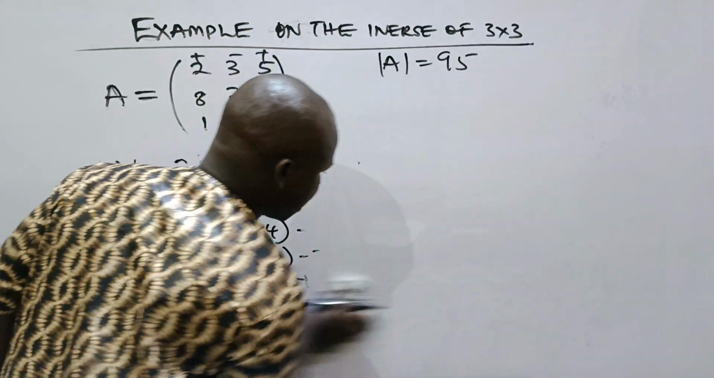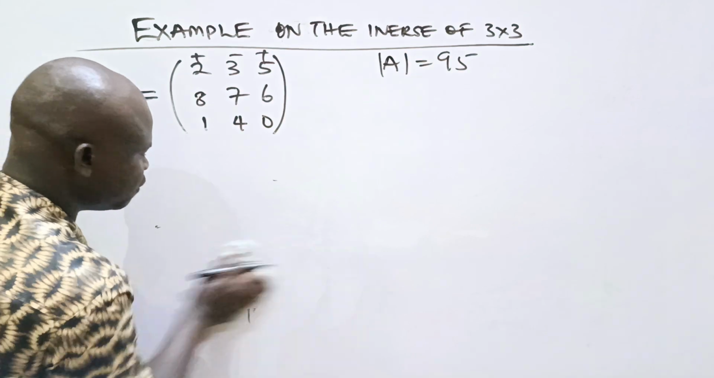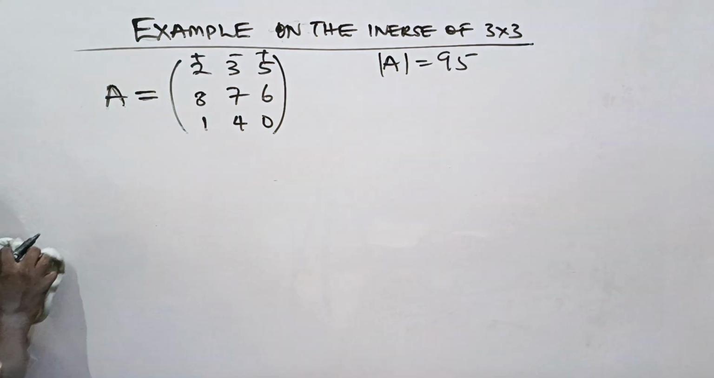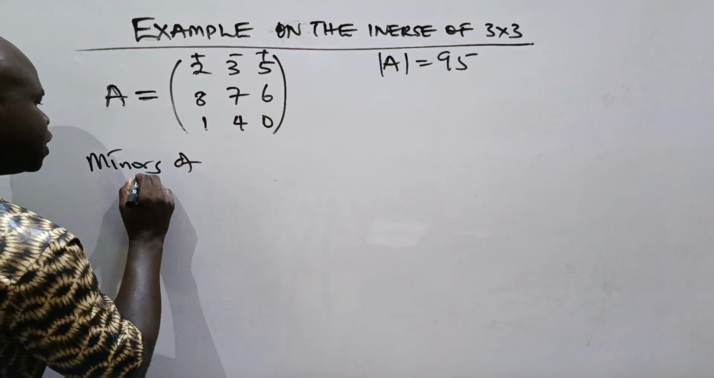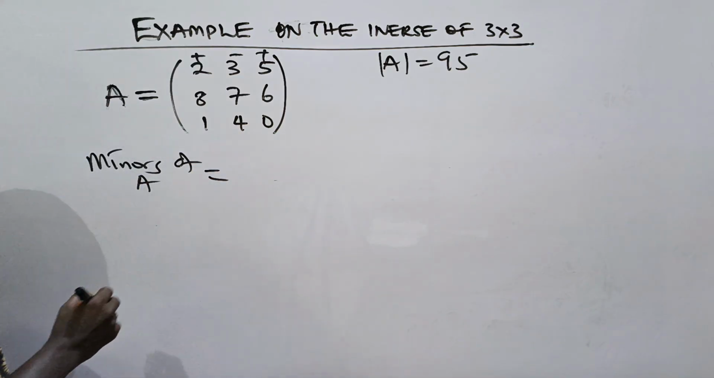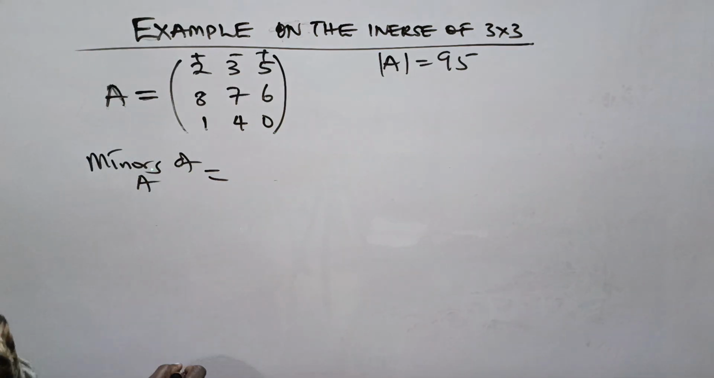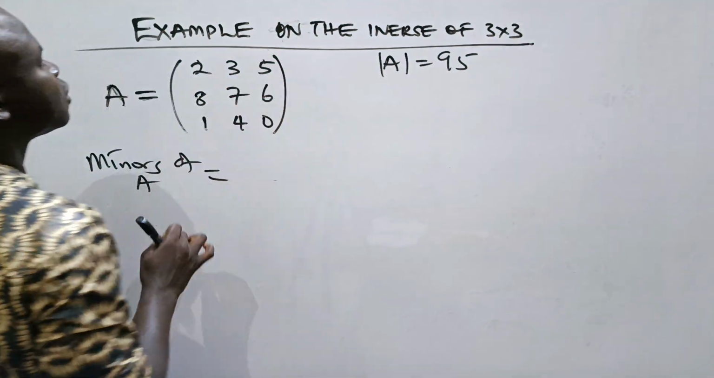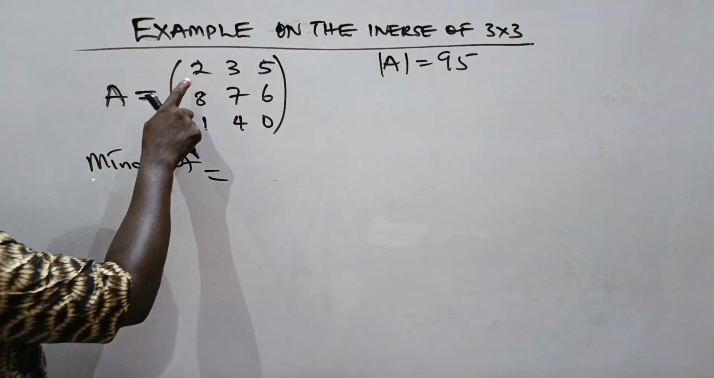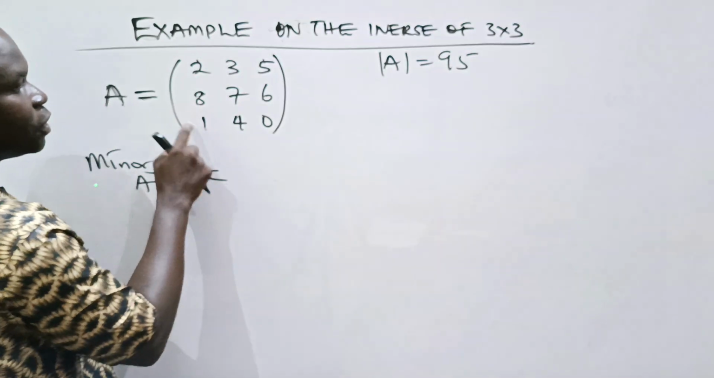So how do I find the inverse? There are 3 things involved to find the inverse. We first find the minors of A. So how do we find the minors of A? If I want to find the minors, I will clean this. So how do I find the minors of A? I'm going to find the minor of each of these entries.